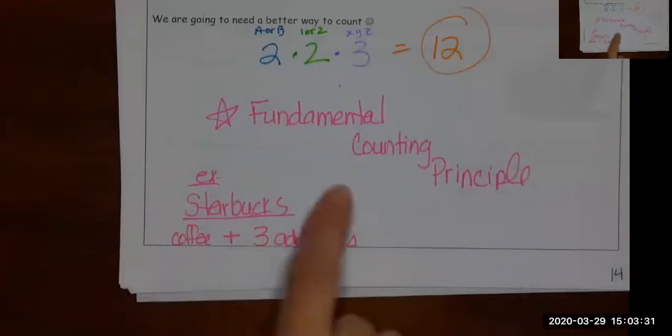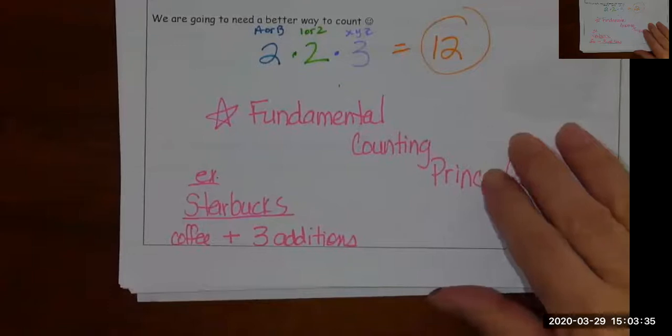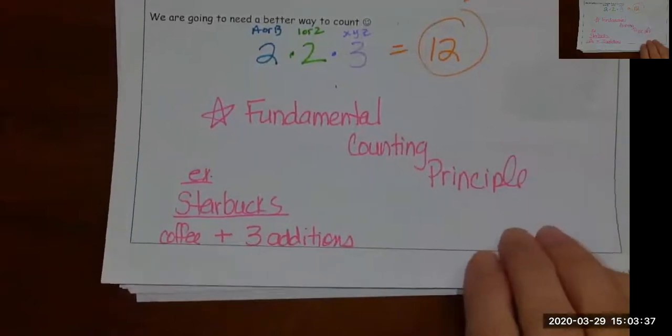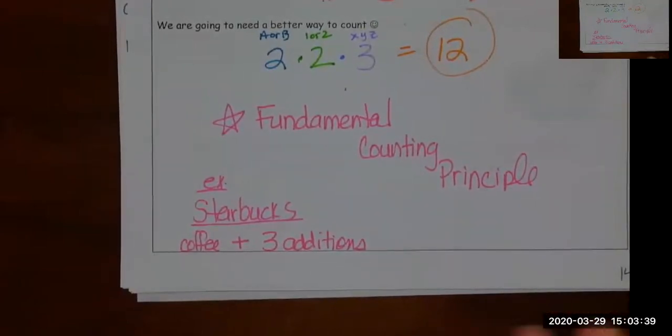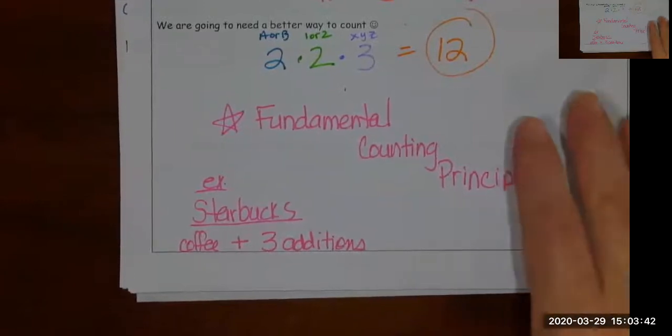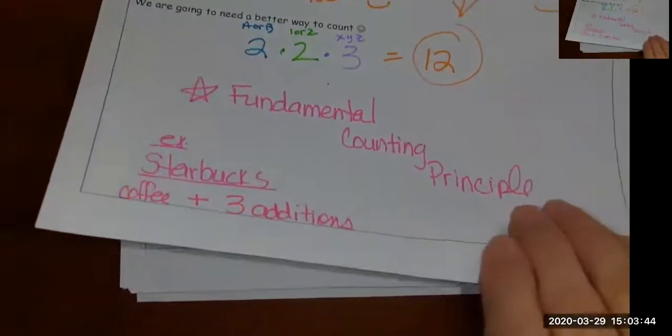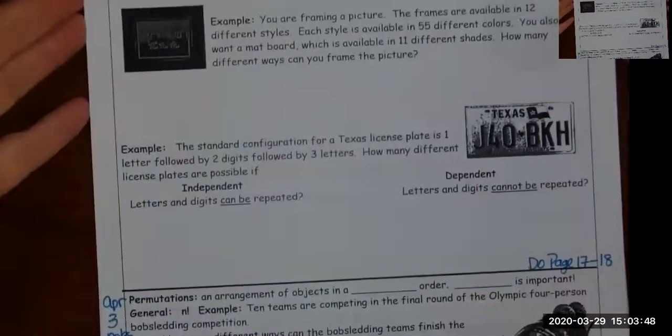So I'm anxious to see if you figure out how many ways we could make a cup of coffee with coffee and 3 other things, you know, whipped cream, caramel, and sugar, or whatever you want to add to it. Okay, so try that for fun. We're going to do a couple of examples together and then we'll be done.